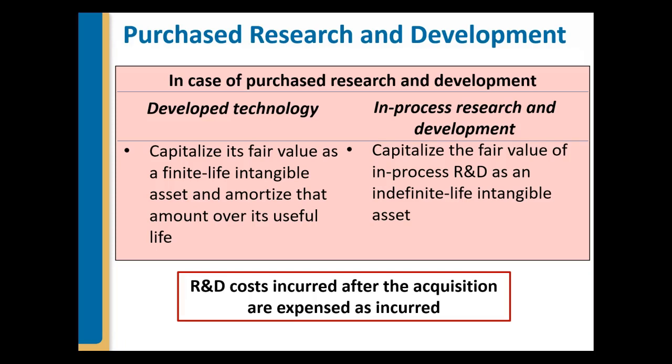For in-process research and development, which is technology that has not reached the feasibility stage, GAAP requires the capitalization of its fair value. But unlike developed technology, we view in-process R&D as an indefinite life intangible asset. So we don't amortize indefinite life intangibles, but we monitor these assets and test them for impairment when required by GAAP. If the research and development project is completed successfully, we switch to the way we account for developed technology and amortize the capitalized amount over the estimated period the product or process developed will provide benefits. If the project is abandoned, then we expense the entire balance immediately.